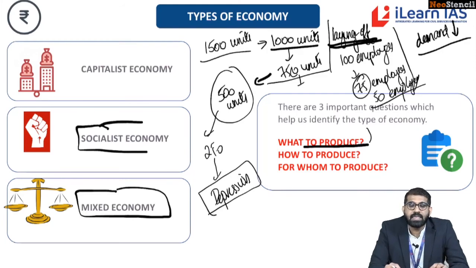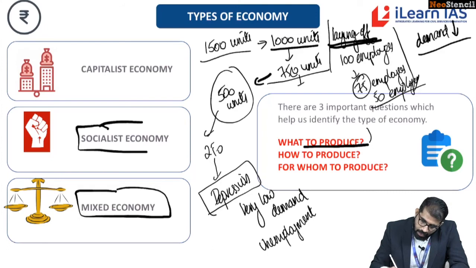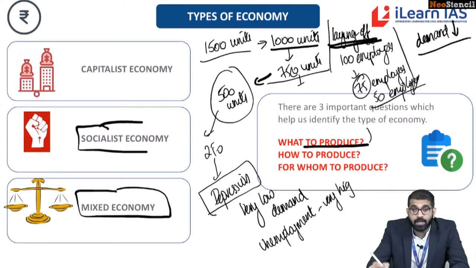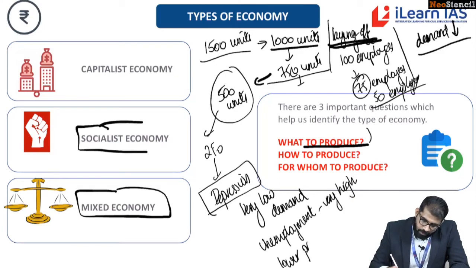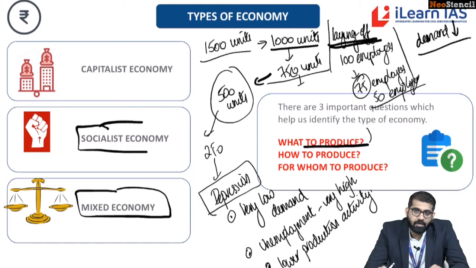Depression means it is a situation of very low demand. And due to very low demand, unemployment will be very high. And there will also be lower productive or production activity. Clear? So three important features: lower production activity, second is very low demand, and third is a high unemployment rate. These are the features of depression.